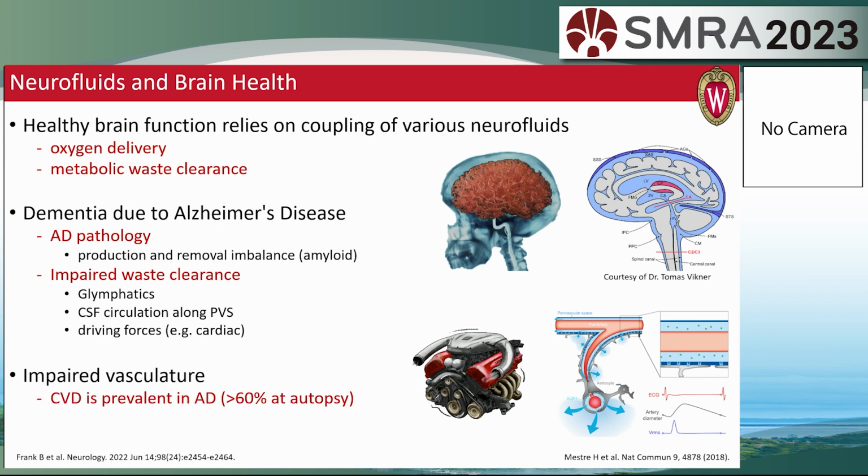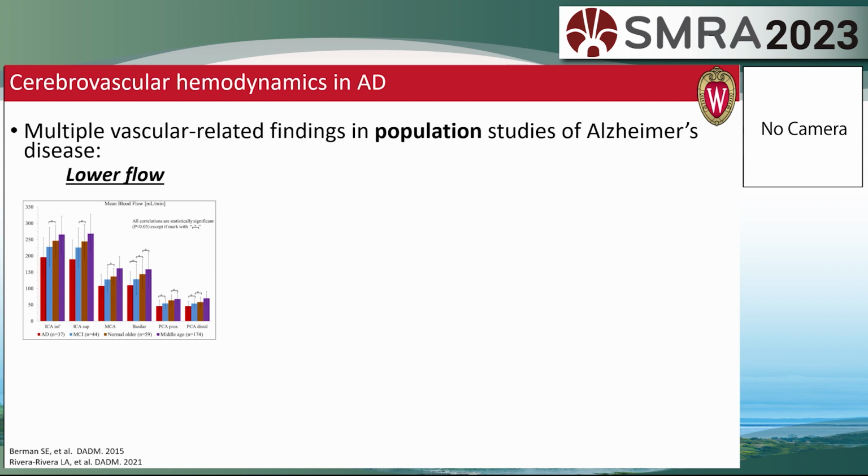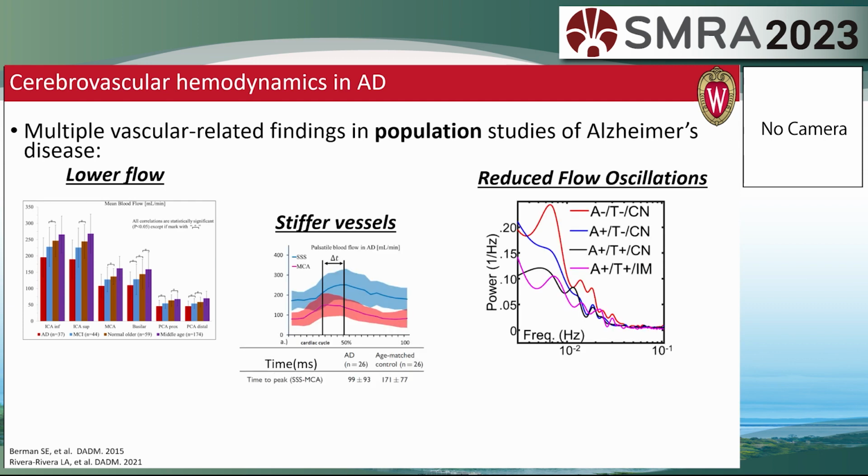Another interesting fact is that impaired vasculature is highly prevalent in Alzheimer's disease, with cerebrovascular disease being found in more than 60% of Alzheimer's disease patients upon autopsy. And in our previous studies, we have observed multiple vascular-related findings in populations with Alzheimer's disease, including lower blood flow rates, stiffer vessels, and reduced flow oscillations in Alzheimer's patients.